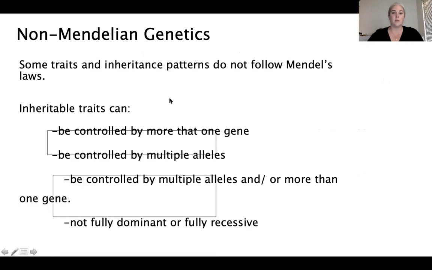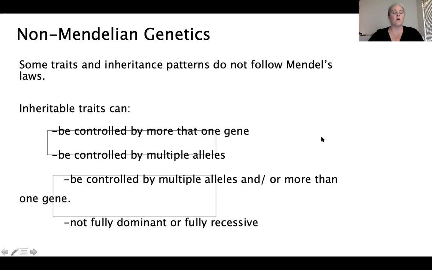All right, the non-Mendelian traits. So here we go. They can be controlled by more than one gene. They can be controlled by multiple alleles. Blood typing has 3 alleles. They can be controlled by multiple alleles and more than one gene. You can have not fully dominant, not fully recessive. So you can have what we call codominance, incomplete dominance.